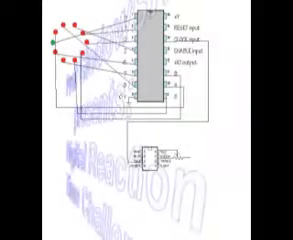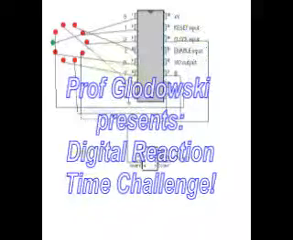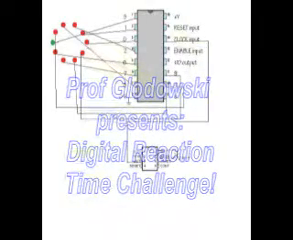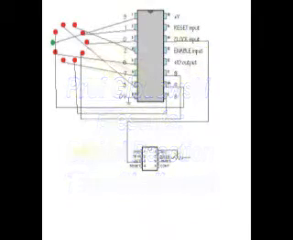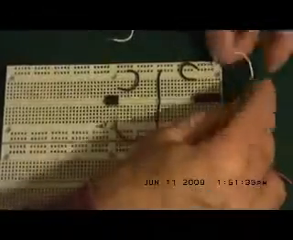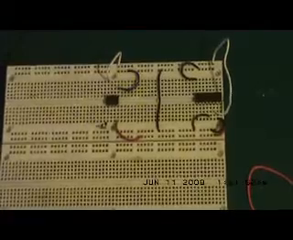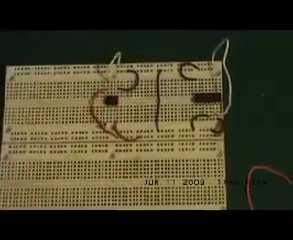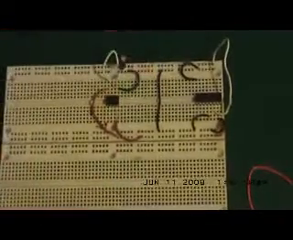What I have here today is a digital reaction time challenge circuit. A simple circuit diagram for the key components of this is presented here in case you want to try to build this yourself. What I have here is an accelerated construction of our digital reaction time challenge circuit.